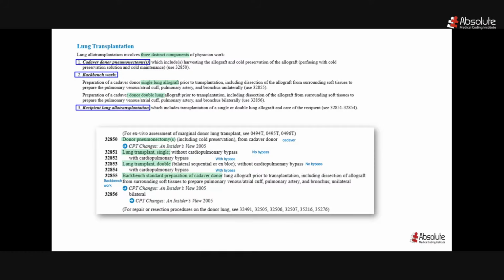And then we have 32853 and 32854. Both are coding for double lung transplant, and 32853 is for a double lung transplant without cardiopulmonary bypass, while 32854 is for a double lung transplant with cardiopulmonary bypass. All right, coders. So it's a small topic, but as I said, you have to be forensic. You should not miss out on any of these guidelines.